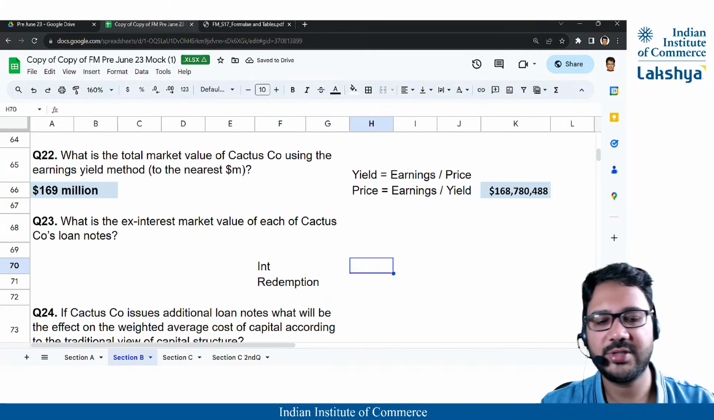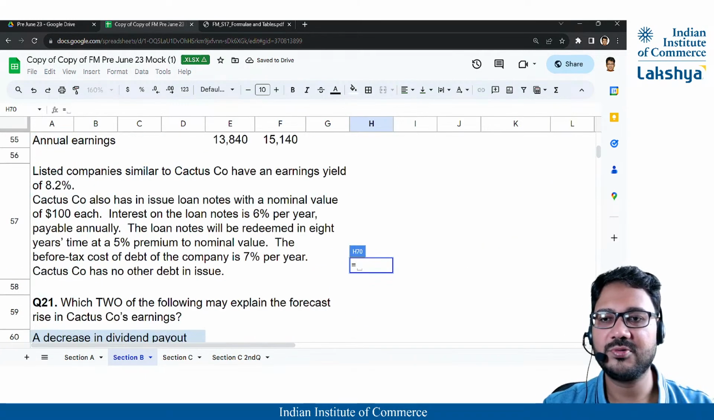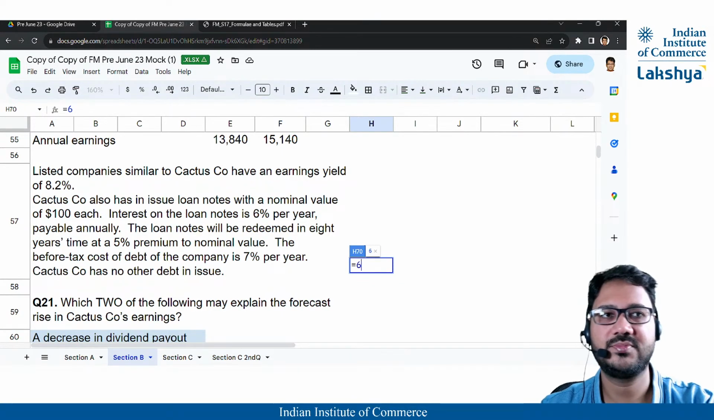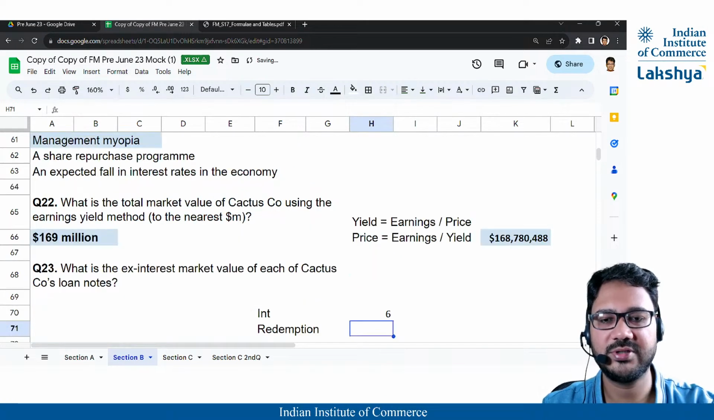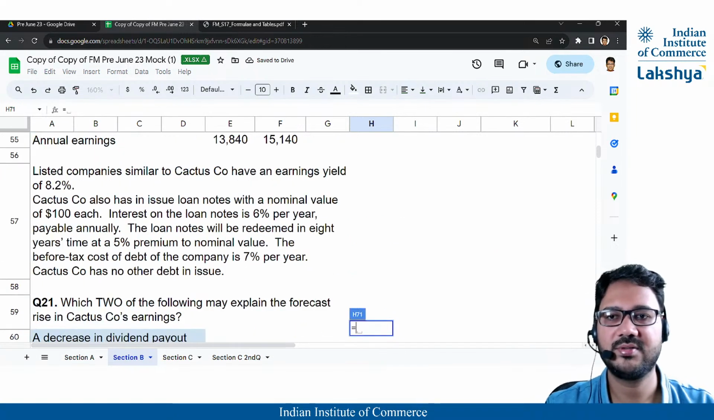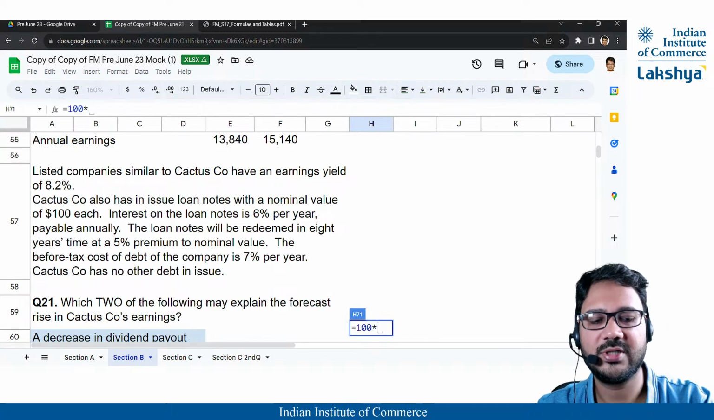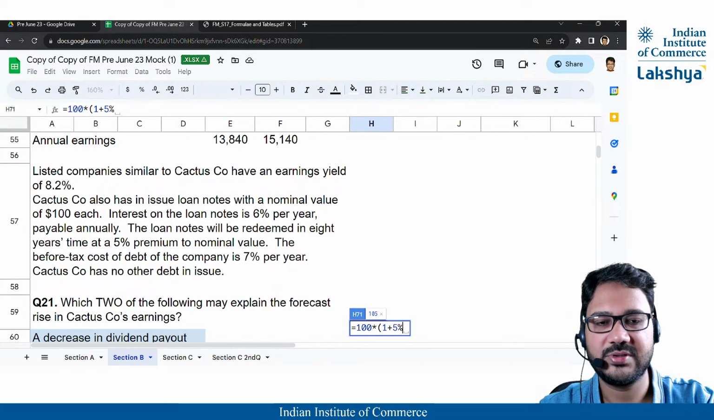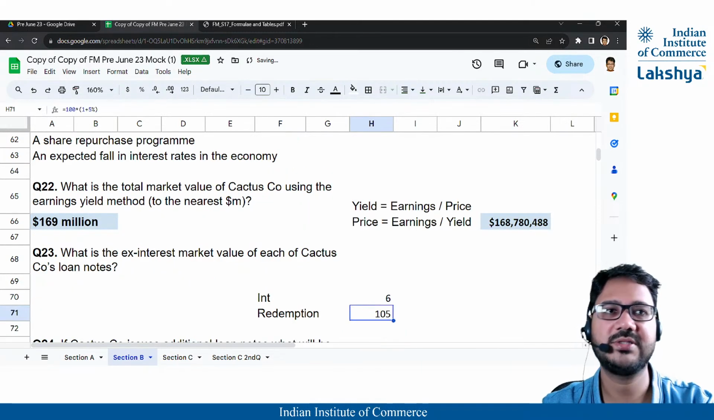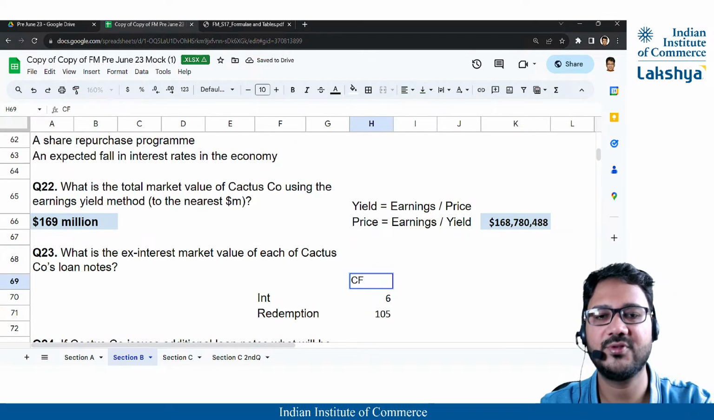Now, interest is how much? It is equal to 6% per annum, so 6% of 100. Nominal value is 100, and the loan notes will be redeemed in 8 years' time at a 5% premium to the nominal value. So nominal value is 100, a 5% premium: 1 plus 5%, not into 5%. So that's $105. So this is our cash flow.